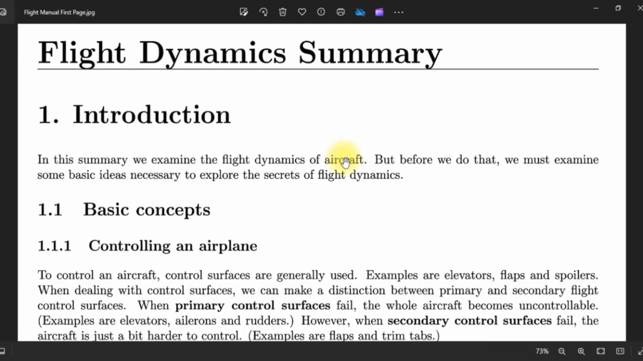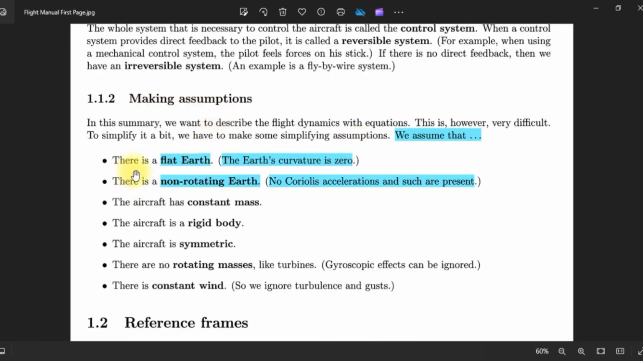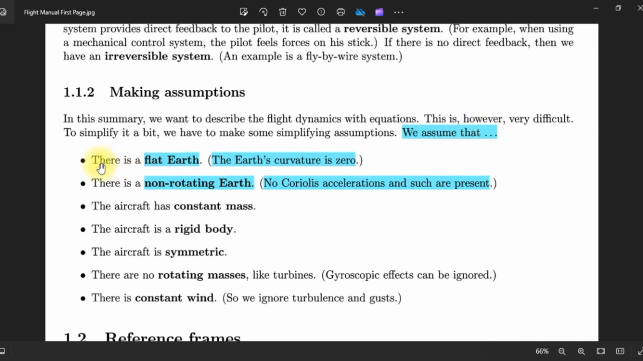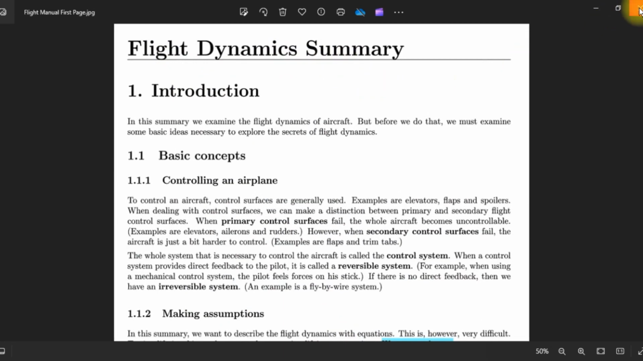One more thing before we go. Flight dynamics summary, introduction, basic concepts, controlling an airplane. Making assumptions, there is a flat Earth, the Earth's curvature is 0. We assume that there is a flat Earth, the Earth's curvature is 0. There is a non-rotating Earth, no Coriolis accelerations and such are present. This is Flight Dynamics Summary.